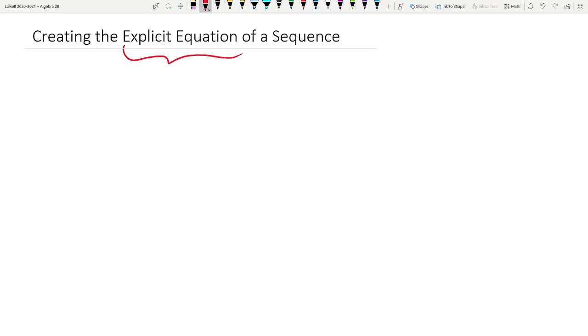Well, what I mean is that the only info needed is the number of the term, or the term number, I suppose we call it. The term number.